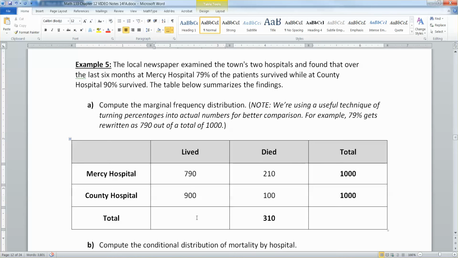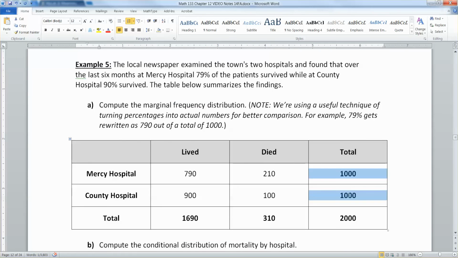By the way, this column right here adds up to 1690, and that would make 2,000 over here for the grand total, the total of the totals. All right, so we found the marginal frequencies because we just found the whole numbers there.